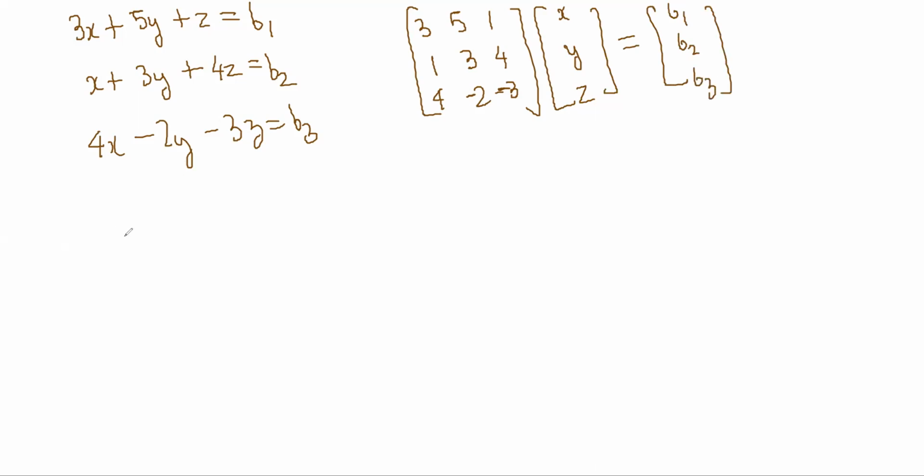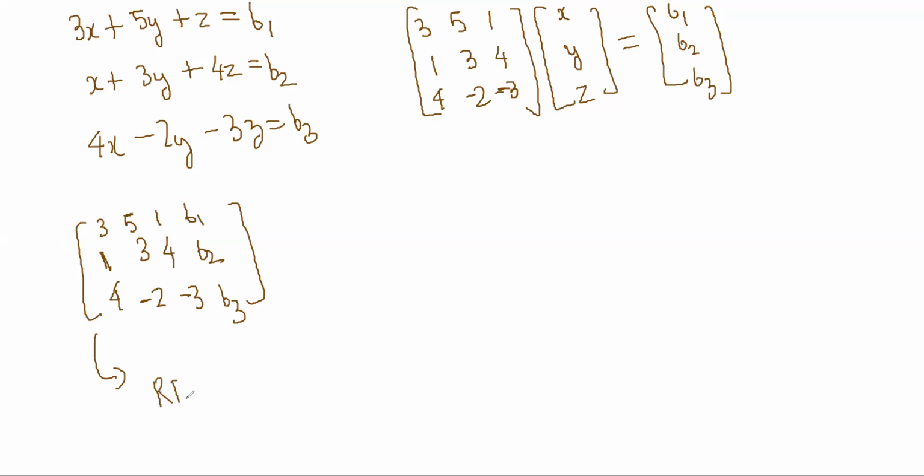Remember when we were doing the last chapter, we had written a combined matrix of this. There's a B column also. We had written b2, 4 minus 2 minus 3, b3, and we were trying to get it to a row reduced echelon form by doing basic operations, so that we can just read off the answers.